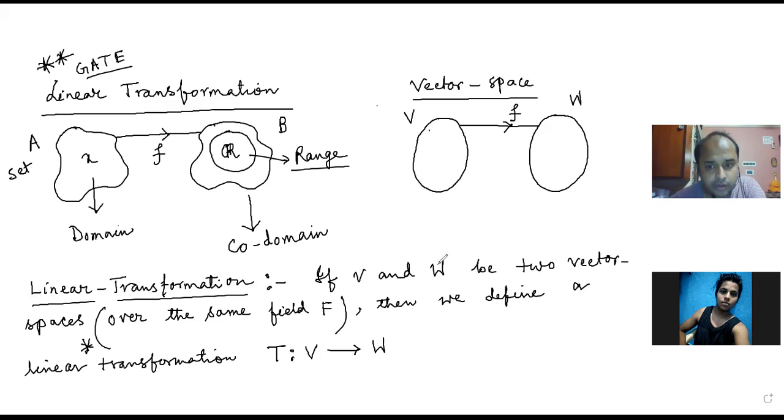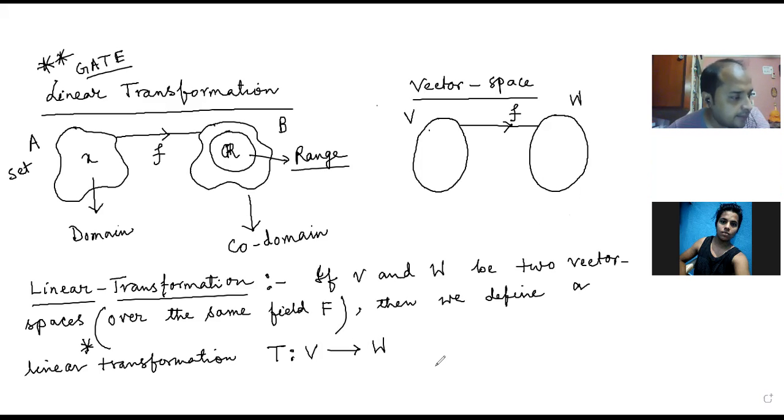Okay. So then we define a linear transformation T from V to W. Okay. If, let me write in the next page.